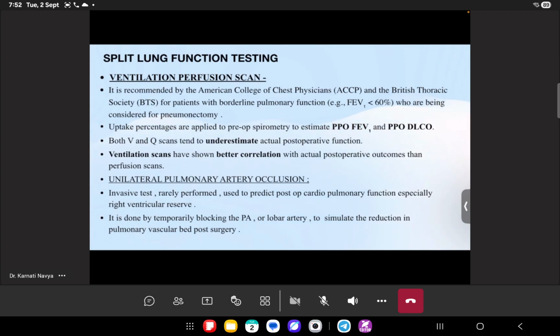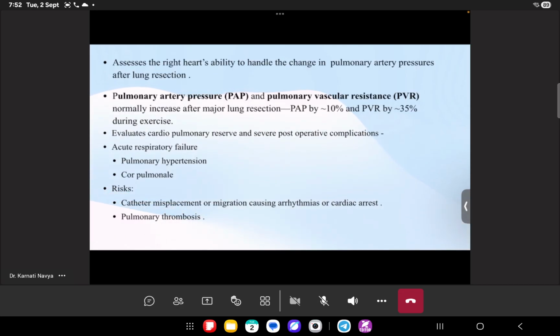The unilateral pulmonary artery occlusion is an invasive test which is rarely performed and is used to predict the post-op cardiopulmonary function, especially the right ventricular reserve. It is done by temporarily blocking the PA by inserting a balloon catheter into the PA or into the lobar artery, to simulate the reduction in the pulmonary vascular bed post-surgery. This is used to assess the right heart's ability to handle the change in pulmonary artery pressures after lung resection. Usually the pulmonary artery pressure and the pulmonary vascular resistance increase by around 10% and 35% respectively during exercise.